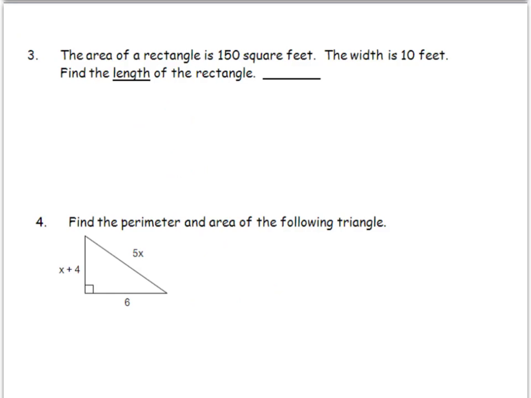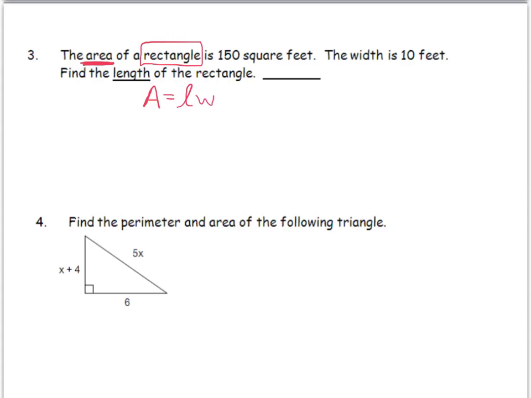So number 3, the area of a rectangle is 150 square feet. The width is 10. Find the length of the rectangle. Big thing here. I've got a geometric figure that is a rectangle, and they are telling me what the area is. So, of course, we are going to write down the area formula for a rectangle. Write it down. Area equals length times width.